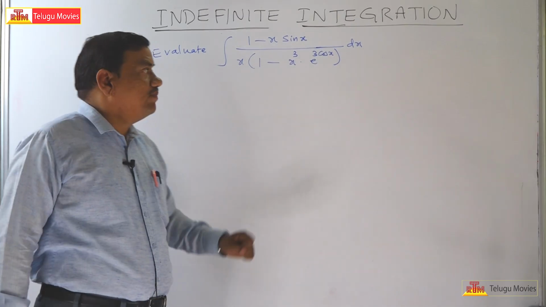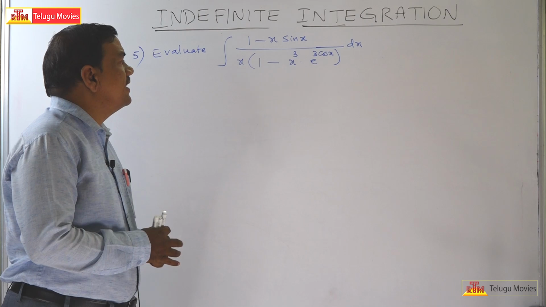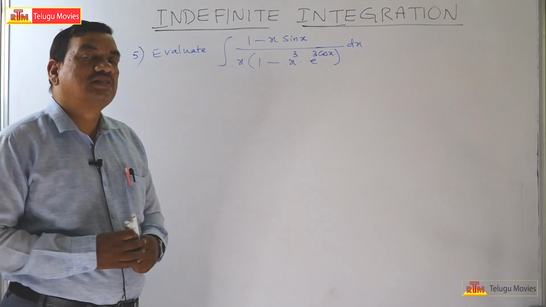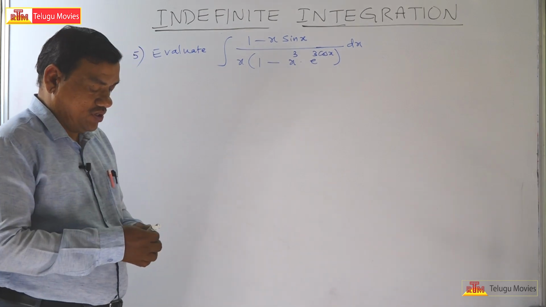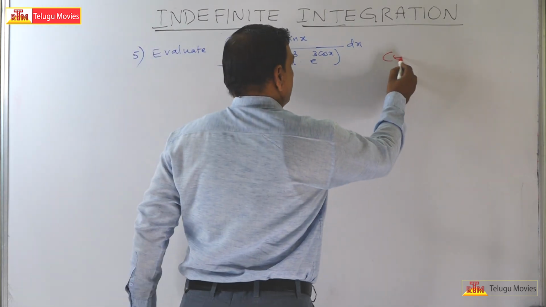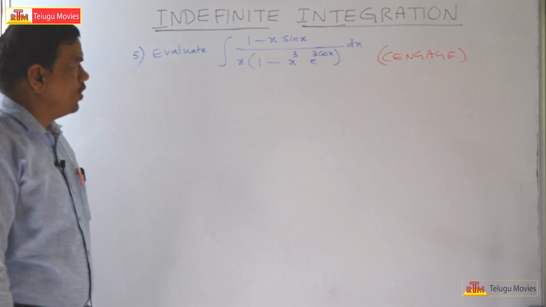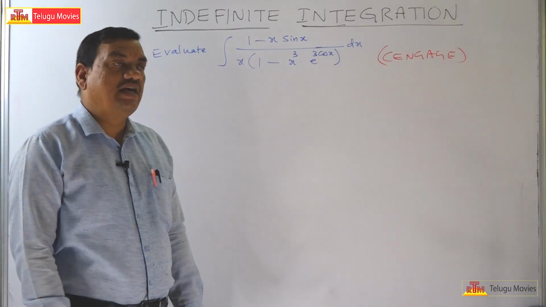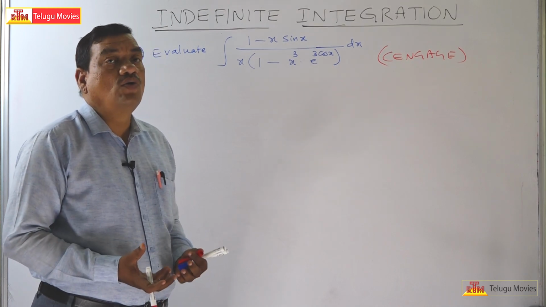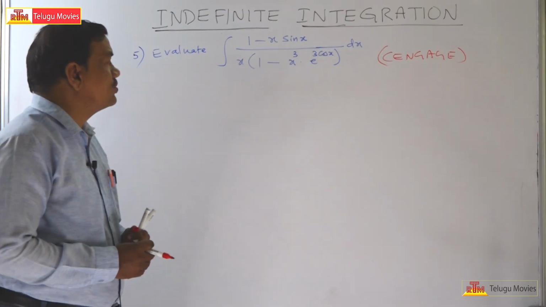Welcome to this problem. Here you see, integral of (1 minus x sin x) by x into (1 minus x cube e power 3 cos x) dx. Then how to proceed with this problem? This is one of the problems I have taken from Senge's textbook. Of course, it is not everywhere, but I have seen this problem in Senge's textbook. There are certain problems where we cannot get an idea, so how to proceed and how to do this?